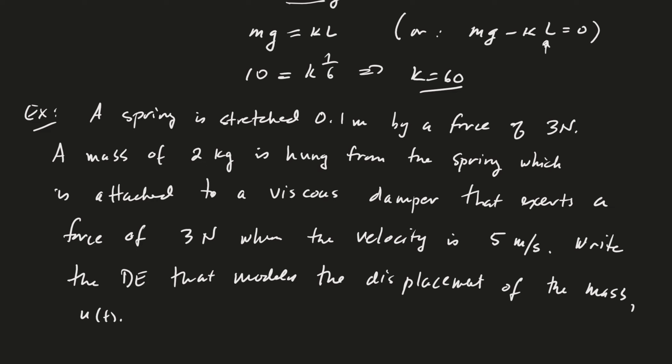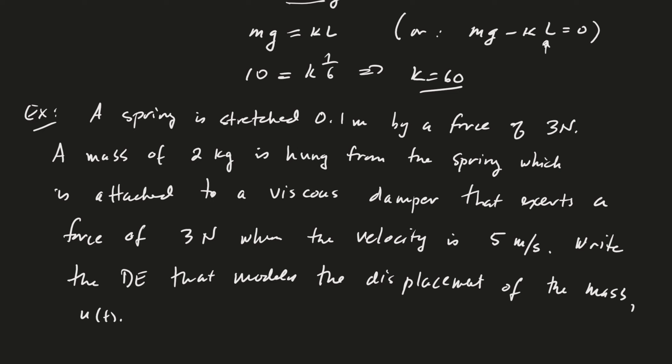Alright, so our next example is that a spring is stretched 0.1 meters by a force of 3 newtons. A mass of 2 kilograms is hung from the spring, which is attached to a viscous damper that exerts a force of 3 newtons when the velocity is 5 meters per second. So write the differential equation that models the displacement of the mass, u of t.